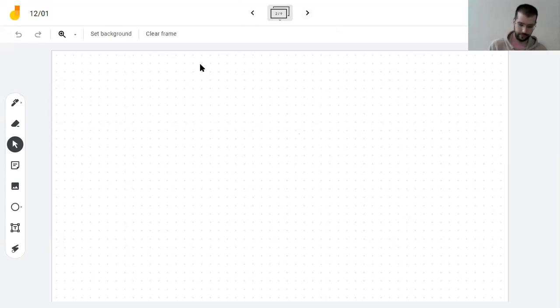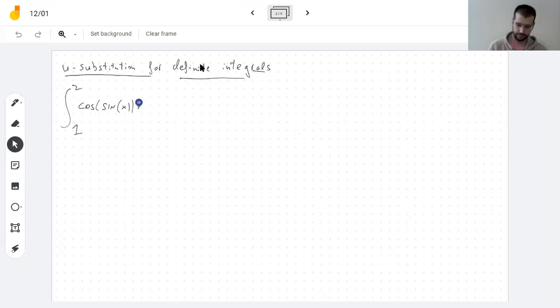Okay, so what we're going to do today is substitution for definite integrals. So say we need to take this integral. I have two methods for you, and you can choose whichever one you like. They will both get you the same answer.